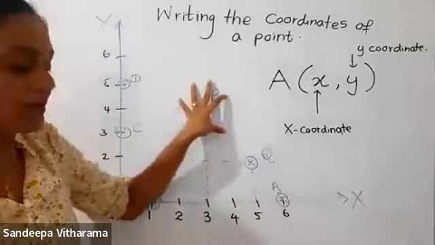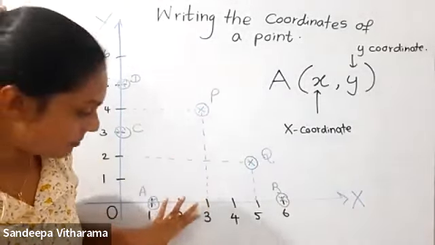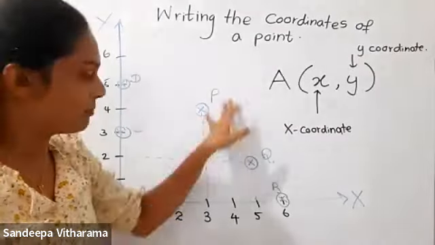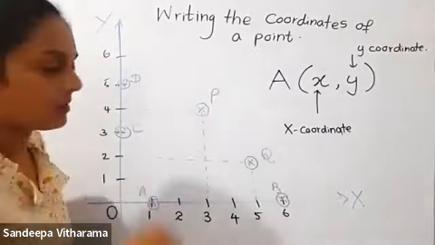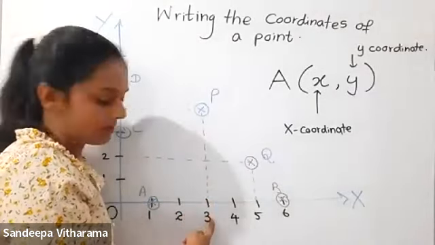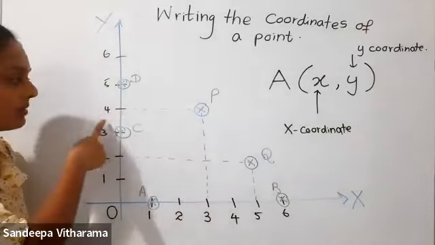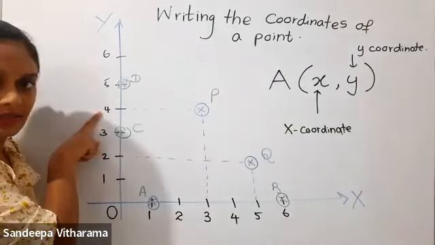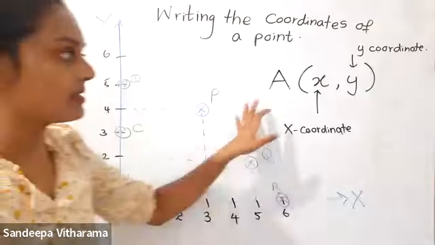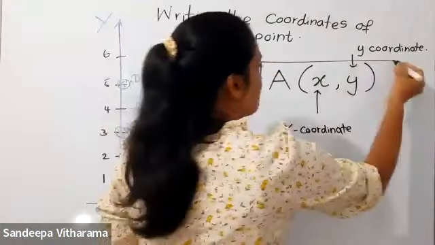You may think it is P. Now you have to check what is the number that is relevant to the x-axis where P lies. Look at the point relevant to the x-axis. It is 3. Next you have to check what is the value which is relevant to the y-axis. It is 4. Then it is 3 comma 4. This is the standard way of writing the coordinates of a particular point.